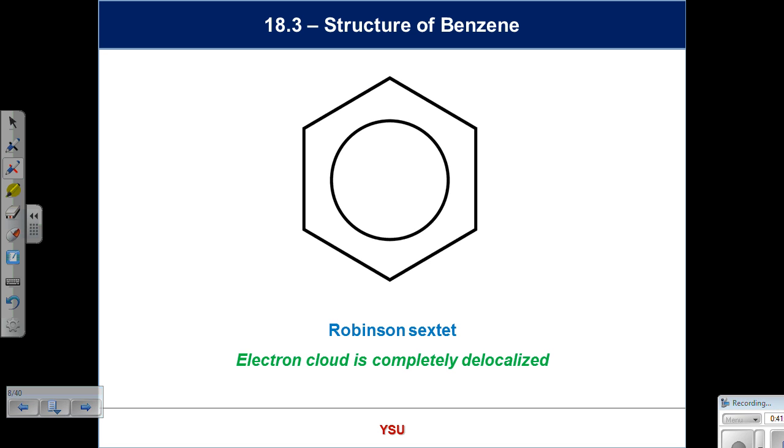So the Robinson sextet explains how this is completely delocalized. And I'll put up some models in a second and show you how this works from a more detailed perspective. But we now had the problem solved. Benzene is not a bunch of alternating pi bonds and single bonds. It is a completely delocalized pi system built on top of a sigma framework. So it's an extension of what we just did with the conjugation stuff.